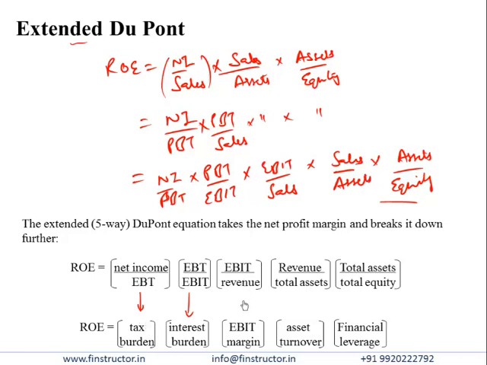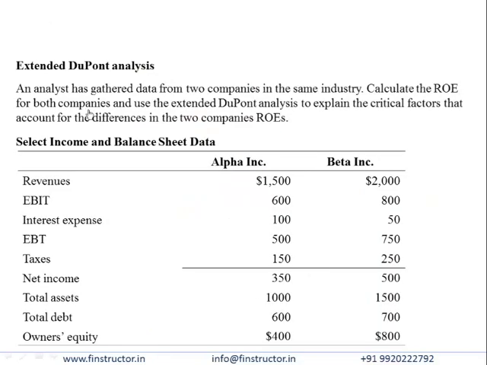EBIT upon revenue is the operating profit margin or the EBIT margin, and the asset turnover and financial leverage remain the same from the original DuPont. So an analyst has gathered data from two companies in the same industry. Calculate the ROE for both companies, and use extended DuPont analysis to explain the critical factors that account for the differences in the two companies' ROE.